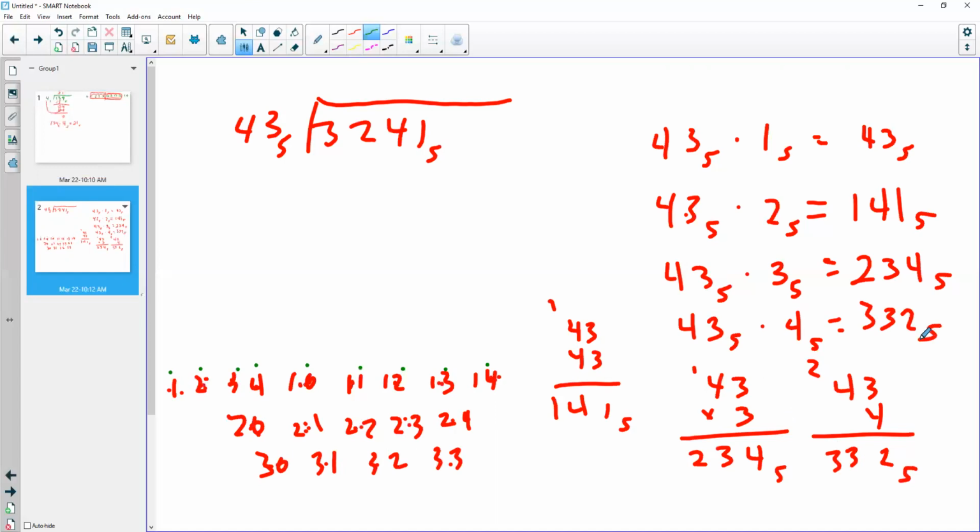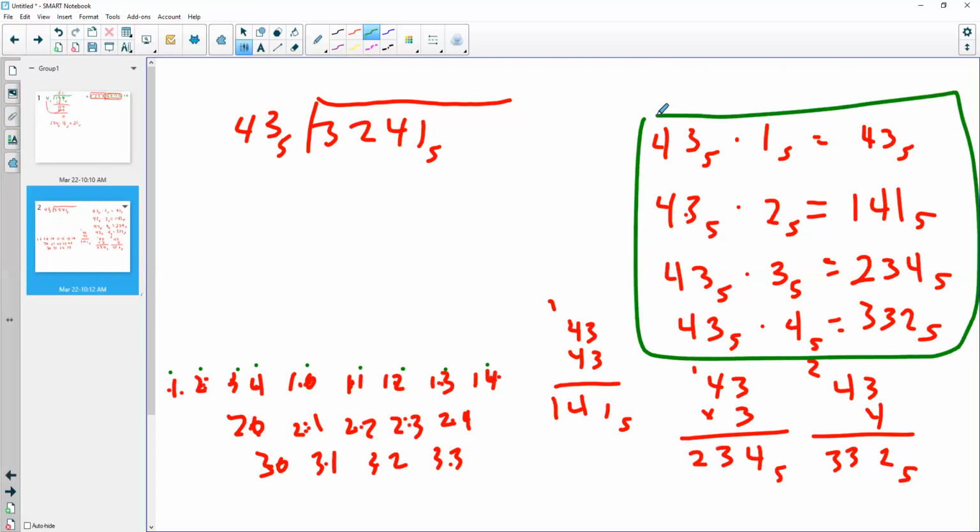Here's the thing. I don't need to go any further. Once I make this little chart, times 4 is the biggest single digit I get in base 5. That's all there is, so I don't need to multiply by 5. This is all my basic facts here. So what I'm going to do is now divide. I'm going to look at 43 into 324.